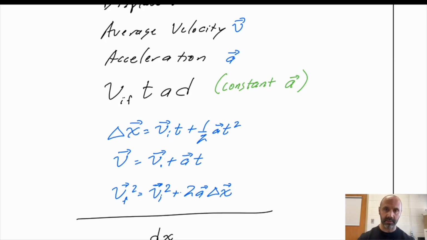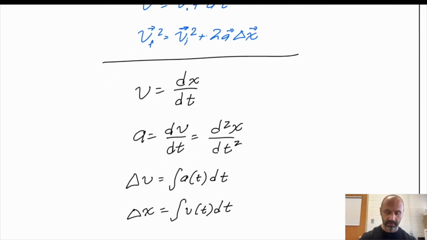If you don't have constant acceleration, that's when you need to use your calculus. And so here's a summary of the calculus. Velocity is the derivative of the position function. If you have a position function with respect to time, you take the derivative of that, that gives you the velocity function. Same thing for acceleration. Acceleration is the first derivative of the velocity function. It's also the second derivative of the position function.